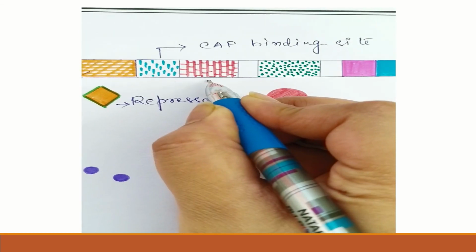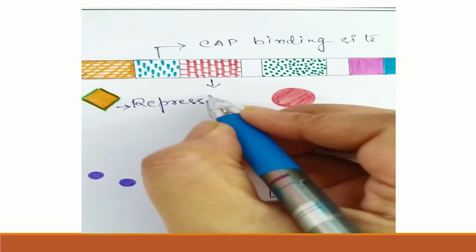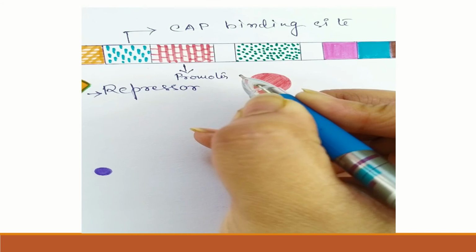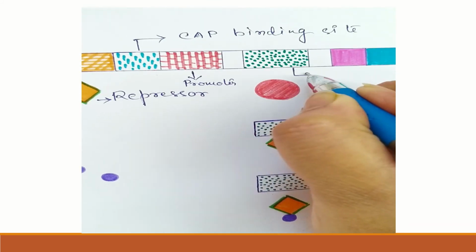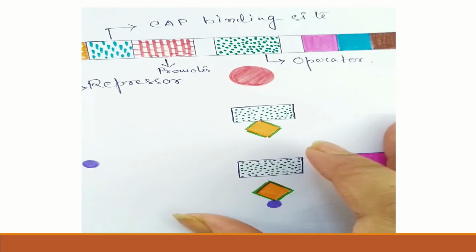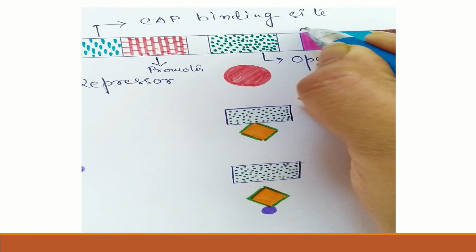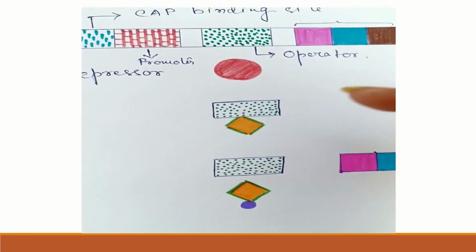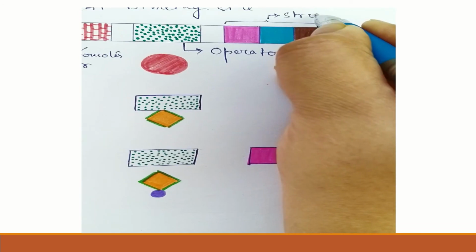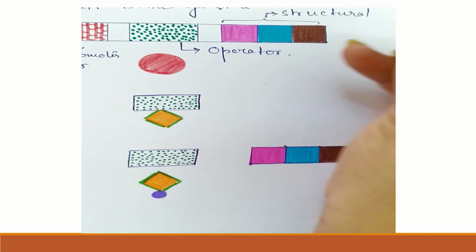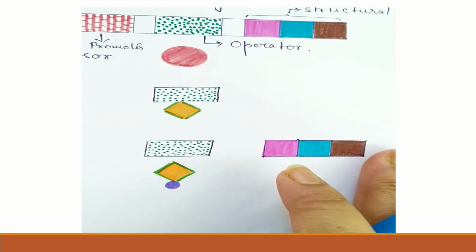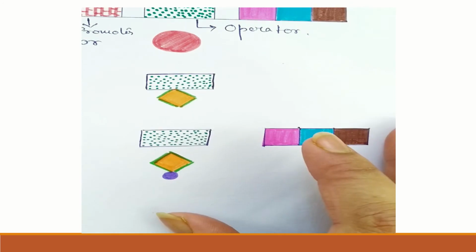Now what is this? This is the promoter region. This is the operator. Now we are left with these three. These three are the structural genes. Now we will see what are these genes encoding.